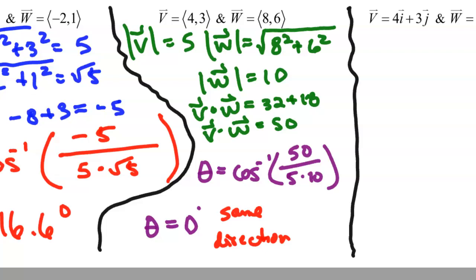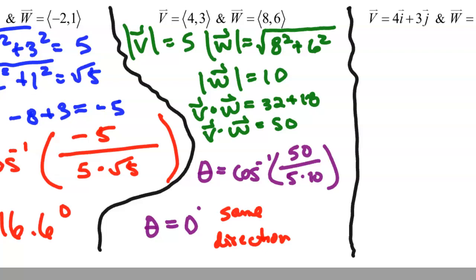The magnitude is 10. I did its dot product. V dot w turns out to be 50. And then I did my theta is inverse cosine of 50 divided by 5 times 10. Well, 50 divided by 5 times 10 is just 1. So inverse cosine of 1 is 0 degrees. That means that these two vectors are in the same direction.